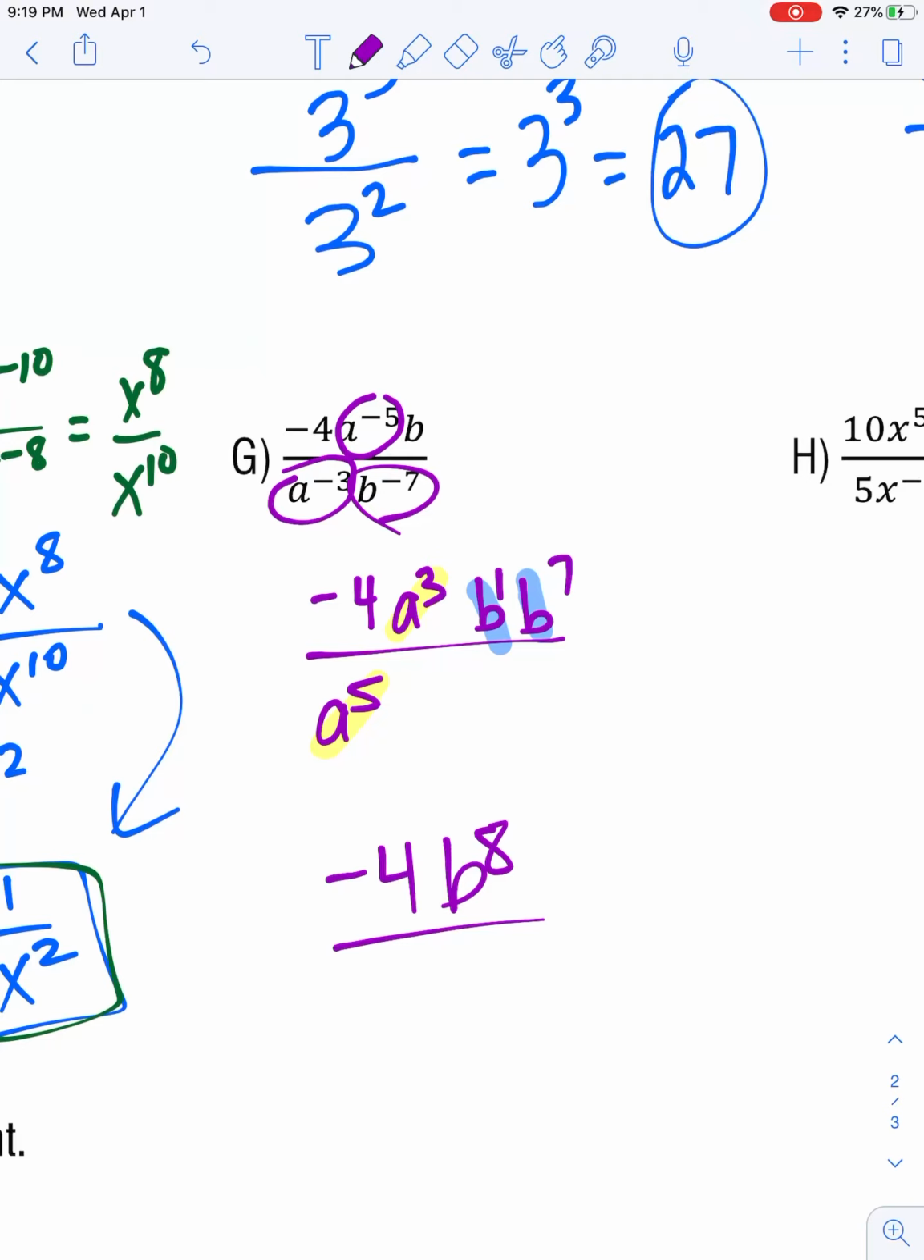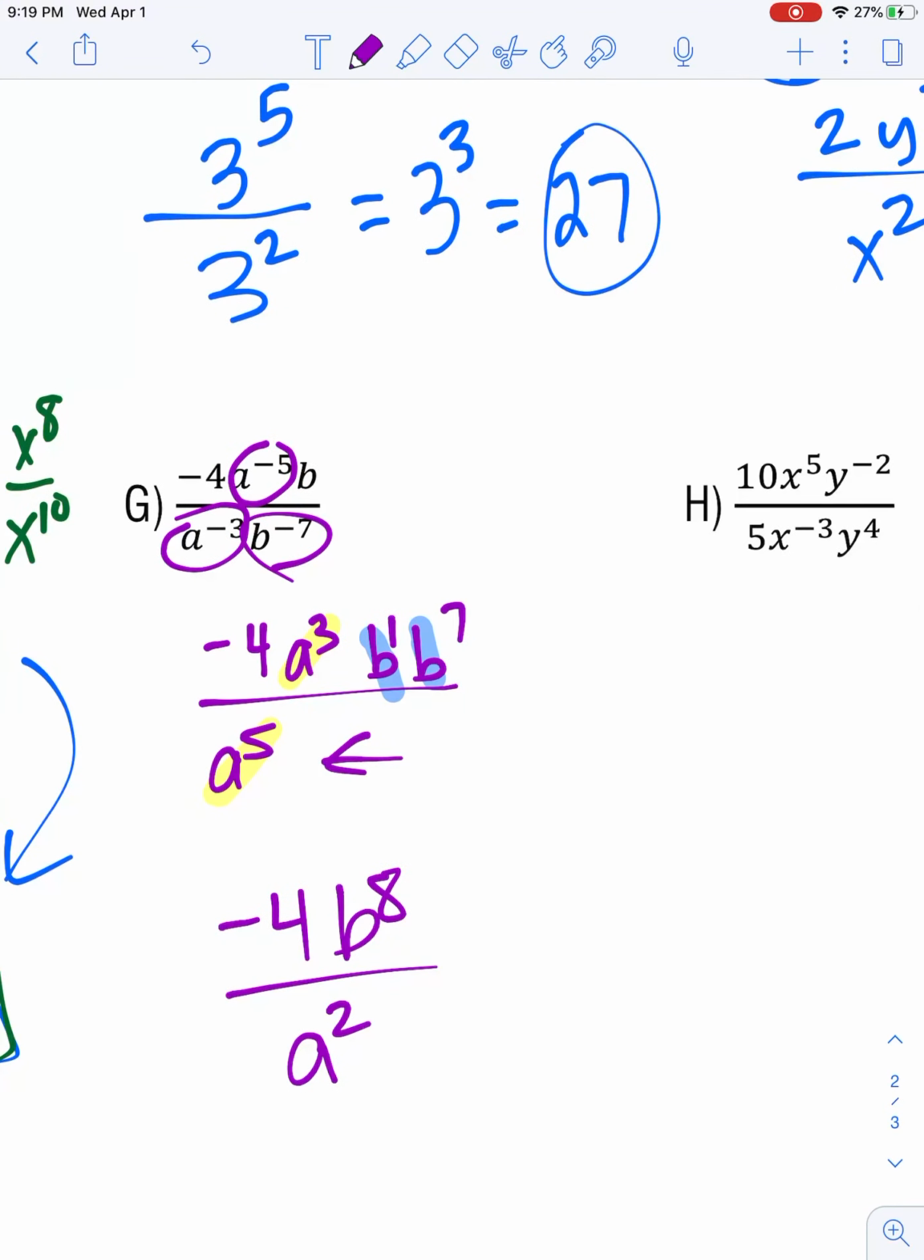And then here I can either subtract and get a negative 2 and then move it to the bottom, or right away just put a squared on the bottom because I can see it's bottom heavy and there's more a's on the bottom than the top. So then I don't have a negative exponent, I just use a positive 2.